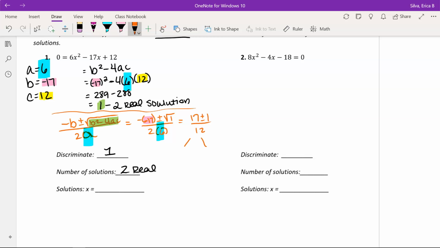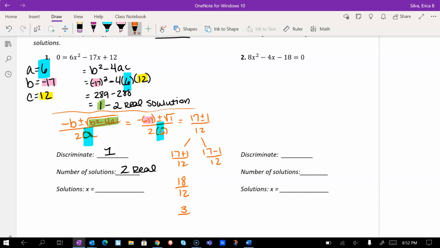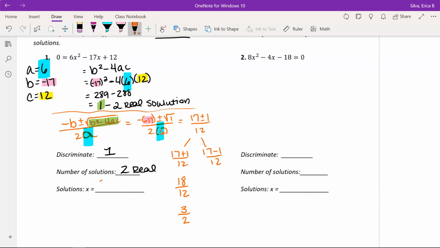So that's where we break it up into 2. 17 plus 1 divided by 12, and then 17 minus 1 divided by 12. Okay, 17 plus 1 is 18 divided by 12. We can simplify that by dividing both by 6. We get 3 over 2. And then over here we have 17 minus 1 is 16 divided by 12, and both of those we can divide by 4. And we get 4 over 3. So my two solutions are 3/2 and 4/3.